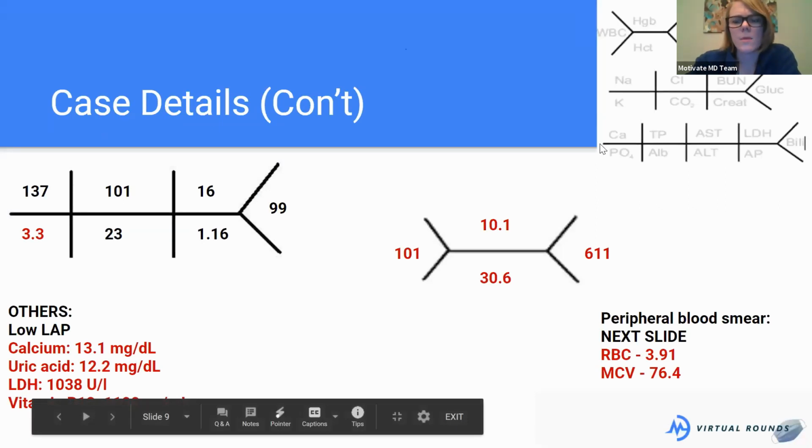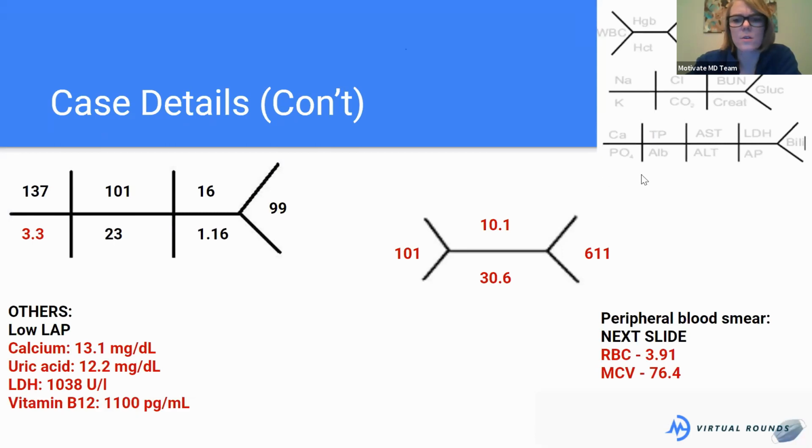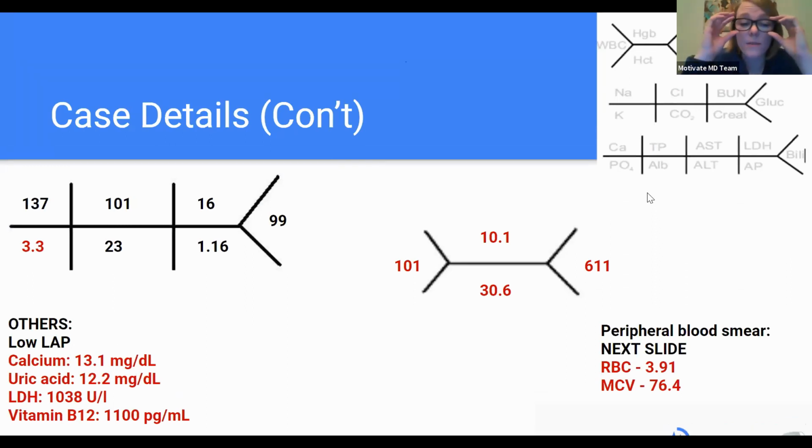Okay, so you'll learn this whenever you get to medical school and beyond. A lot of people like to use these little skeletons for their results. So I put a little key in the upper left-hand corner. We'll start with the one on the far left. The patient's sodium is 137. So that's okay. The potassium's a little bit low. The chloride is at 101. We have a CO2 of 23, a BUN of 16, creatinine of 1.16, and a glucose of 99.